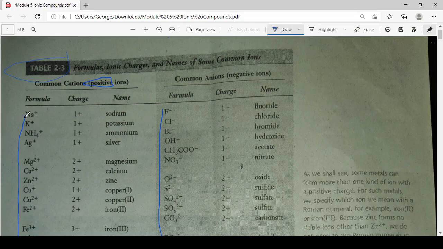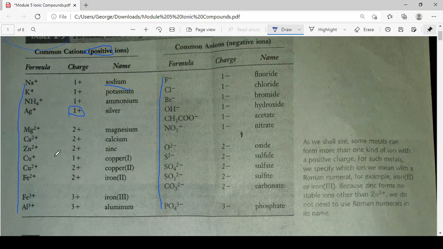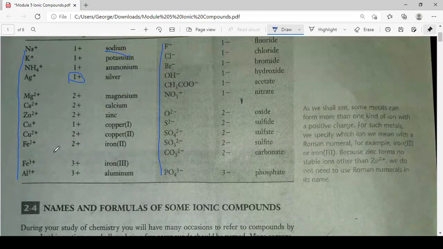So your Na plus formula stands for your sodium. The same is for your K plus, which is your potassium. Your NH4 plus is your ammonium, in which it has a charge of 1 plus, positively charged ion siya. And you have your silver, which formula is Ag plus and its charge is 1 plus. Next, we have your 2 plus charges. These are just our common compounds. Next, we have your magnesium, your calcium, your zinc, and your copper 1. Copper 2 has 2 plus charge. And you have your iron 2, which has a 2 plus or 2 positive charge.